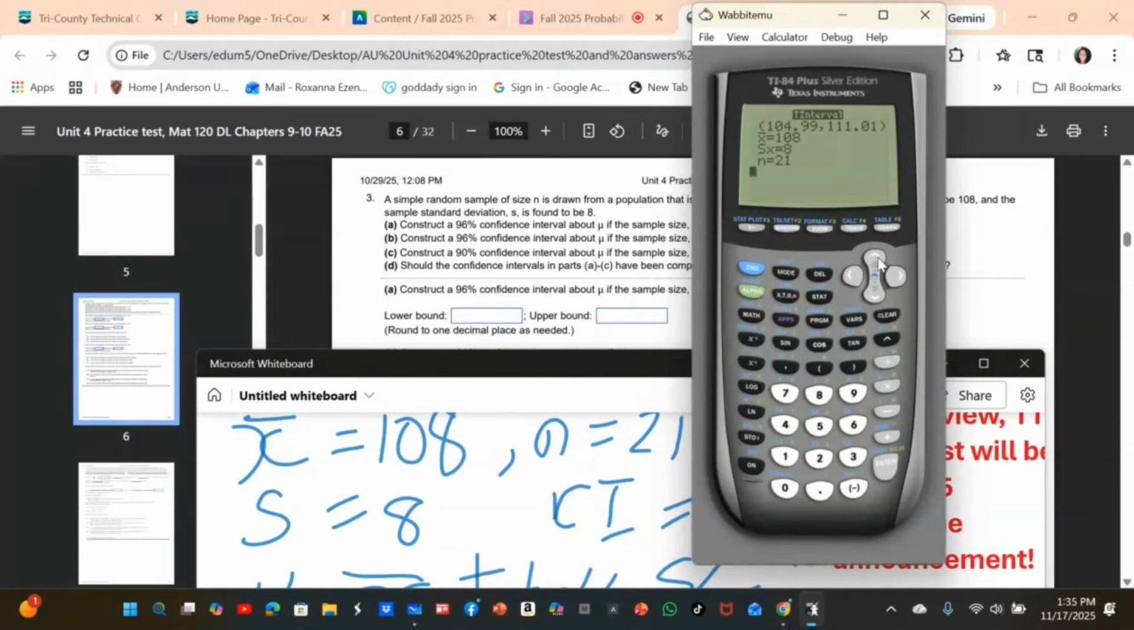The confidence level decreased by 6%. The margin of error is approximately 3.01, a little bit different from when the confidence level was 96%. So it's smaller. The margin of error gets smaller as the confidence level decreases.